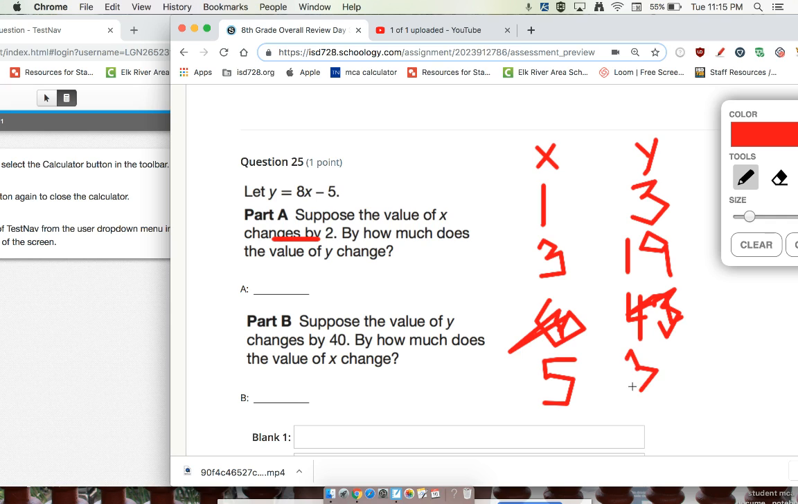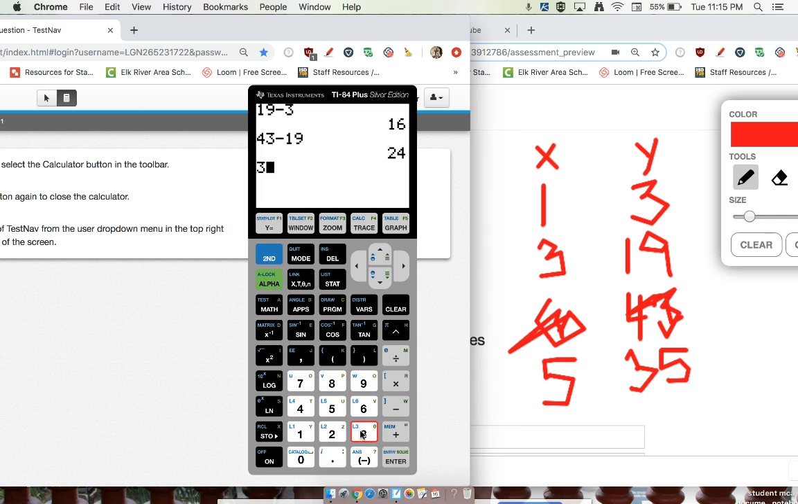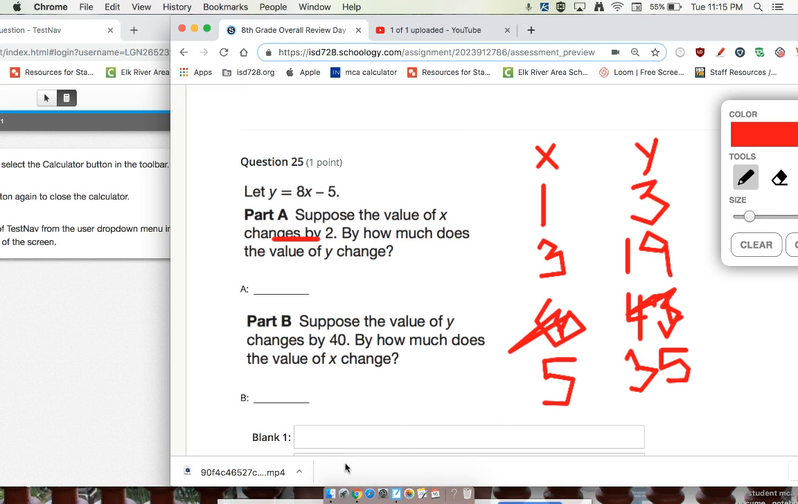Now I'm going to check. So I know that 19 minus 3 is 16. Now I'm going to go 35 minus 19. 35 minus 19 is the 16. So that's exactly what I wanted.